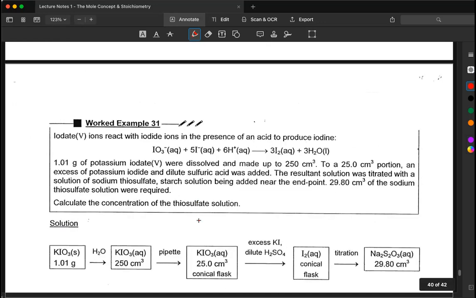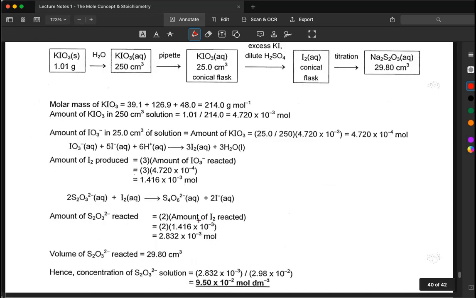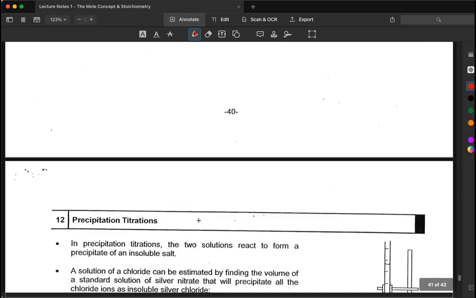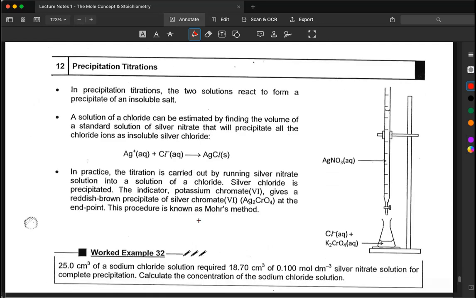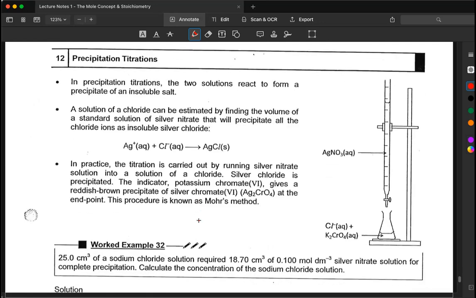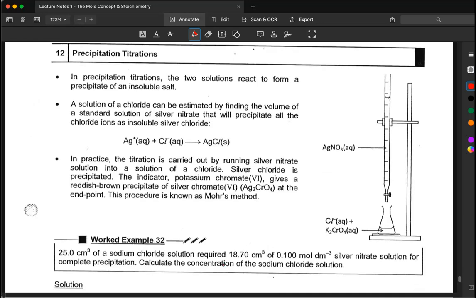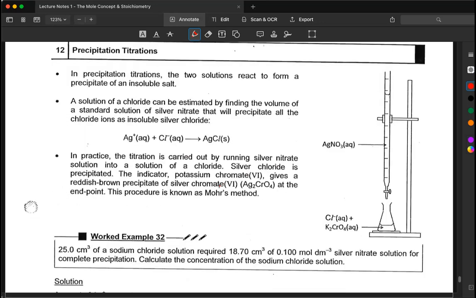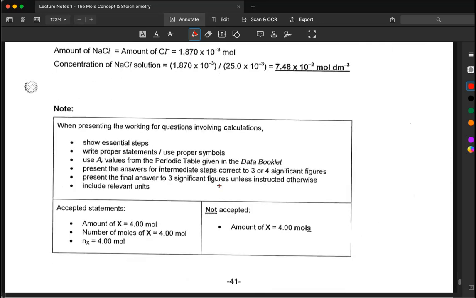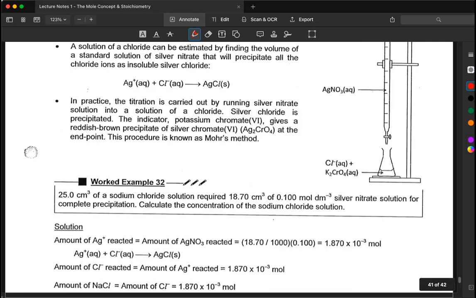So this is just an example. I think I won't go through this. It's more concept. Then the last one is precipitation titration. The two solutions react to form a precipitate of an insoluble salt, for example silver chloride. This is the Mohr method. So actually, you can use titration for precipitation. Okay, that's it for today.